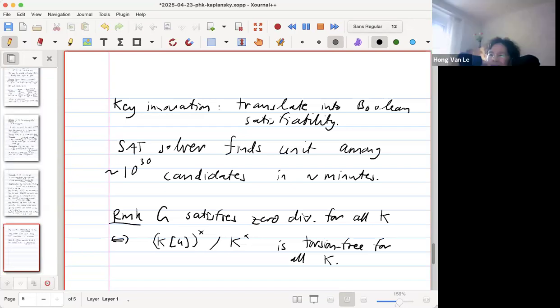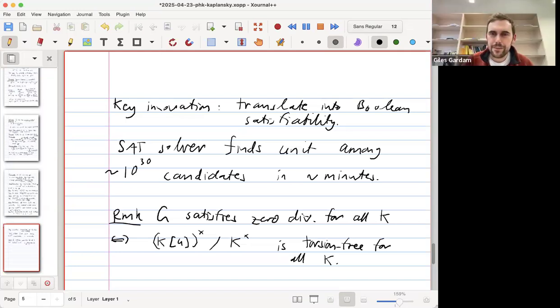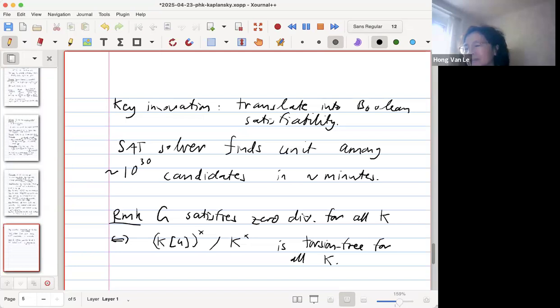So you have some theorem that there are only a finite number of possible units, therefore you can apply a SAT solver. Sorry, could you repeat that? You have the fact that there are only a finite number of possible units, and then you can apply some algorithms, such as a SAT solver, to find them.